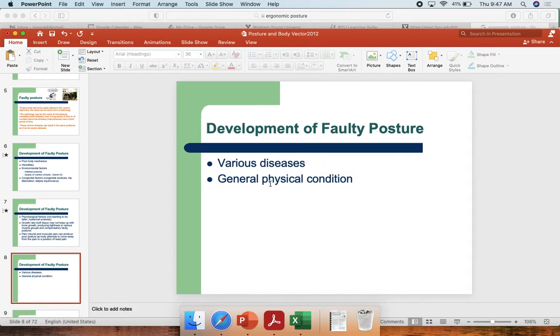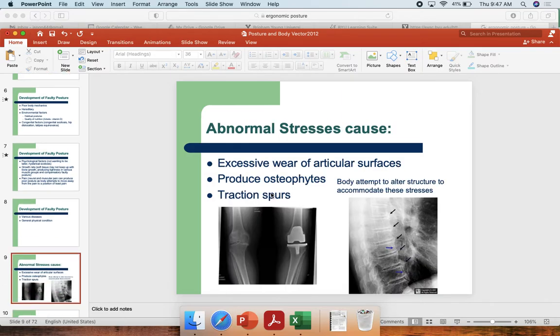And then I think we're good on here. Various diseases, physical condition. So now we know a little bit about these faulty postures, what causes them. So what happens? What's the downside of these faulty postures? So when we have a faulty posture which is creating excessive stress at the joints, then what can happen is we can end up developing some abnormalities and some problems which contribute to diseases or pathology or things that we just don't really want in our lives.